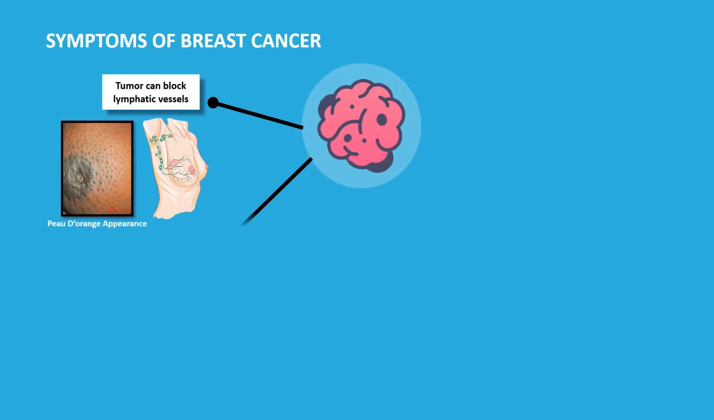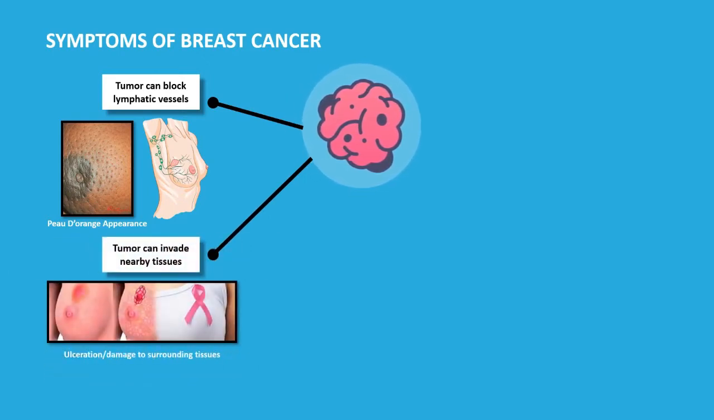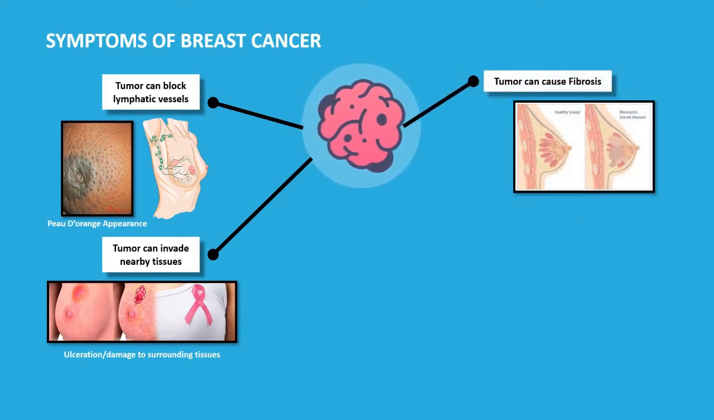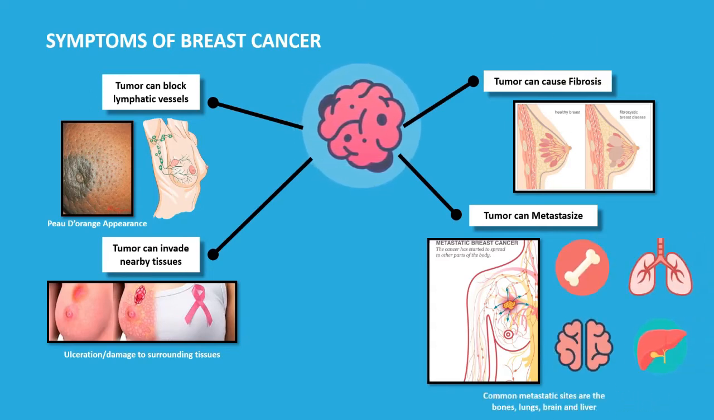The tumor can invade nearby tissues such as the skin, replacing it. This causes ulceration and damage to the tissues nearby. Tumor can cause local inflammation in the surrounding tissues of the breast, causing damage to the suspensory ligament and lactiferous ducts leading to fibrosis. Lastly, the tumor can spread to other organs via the blood and lymph system, causing metastasis. The most common metastatic sites for breast cancer are the bones, lungs, brain, and liver.